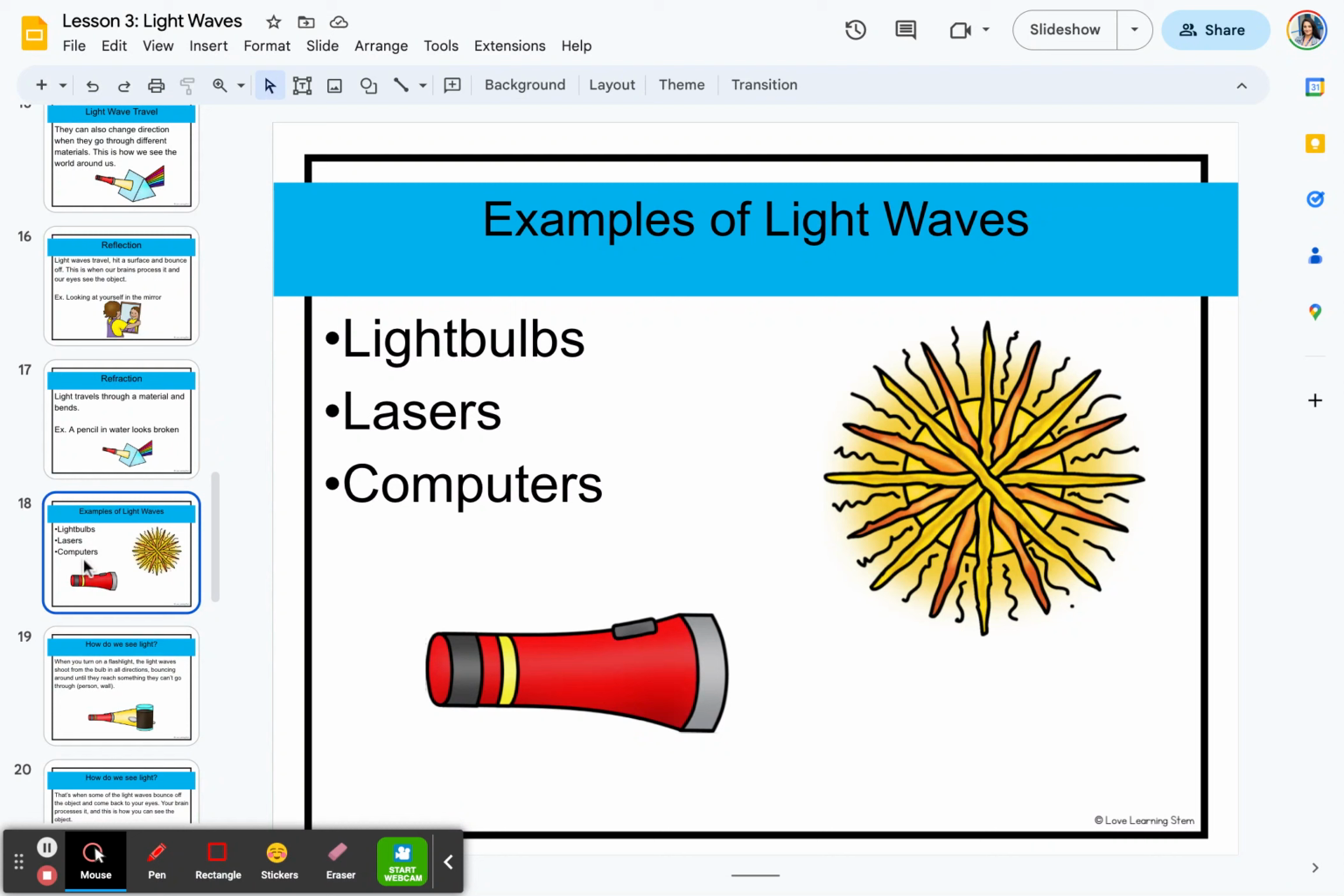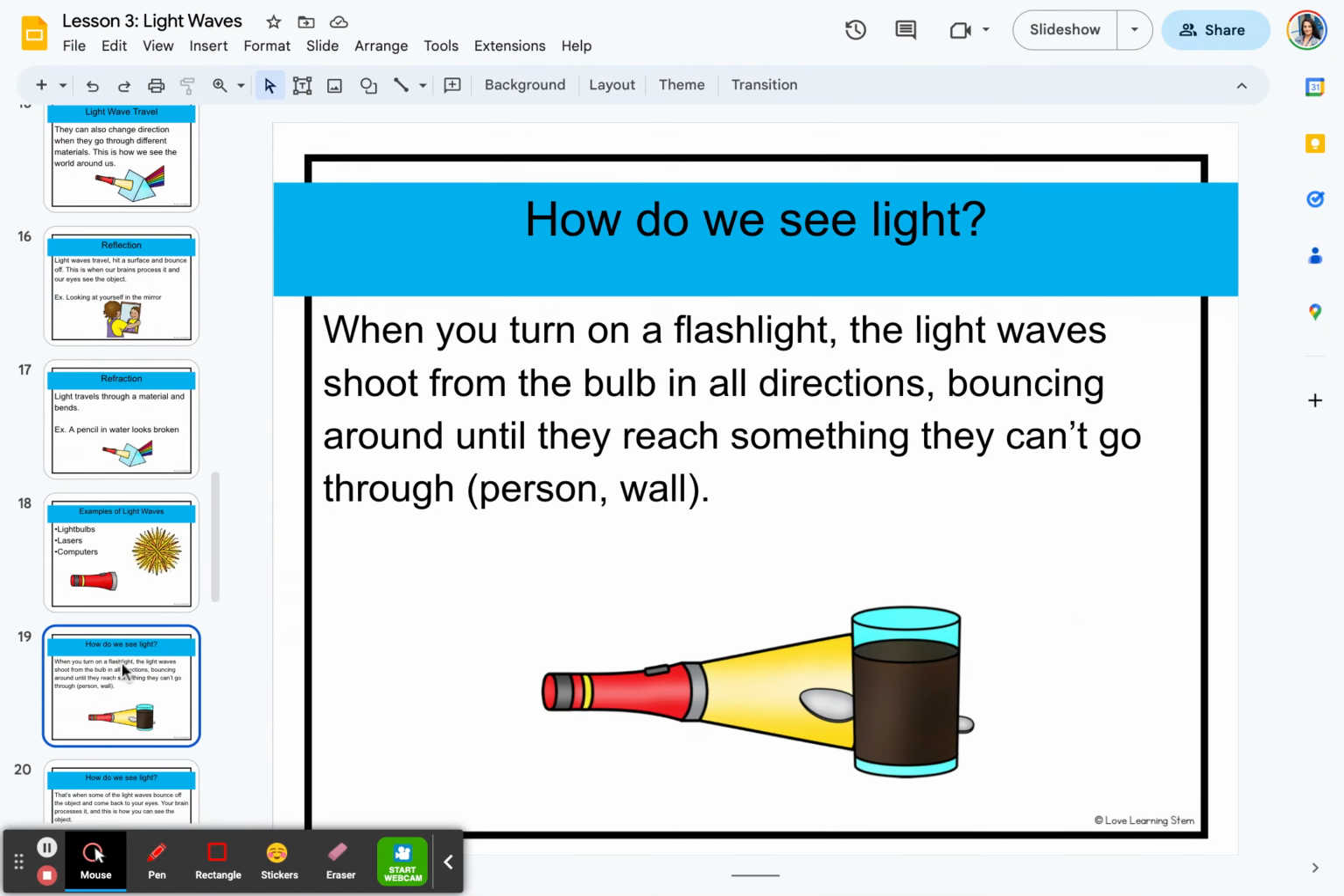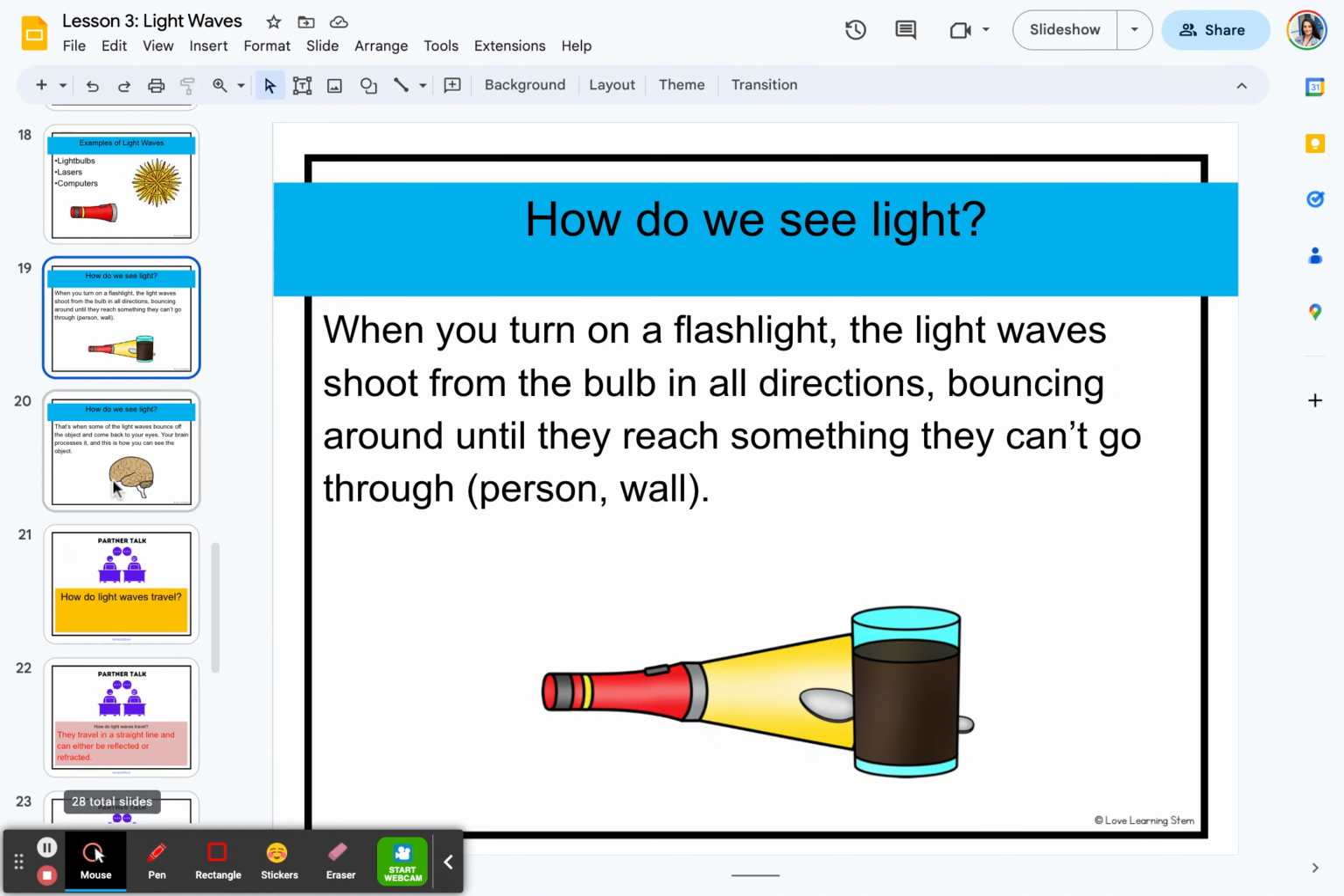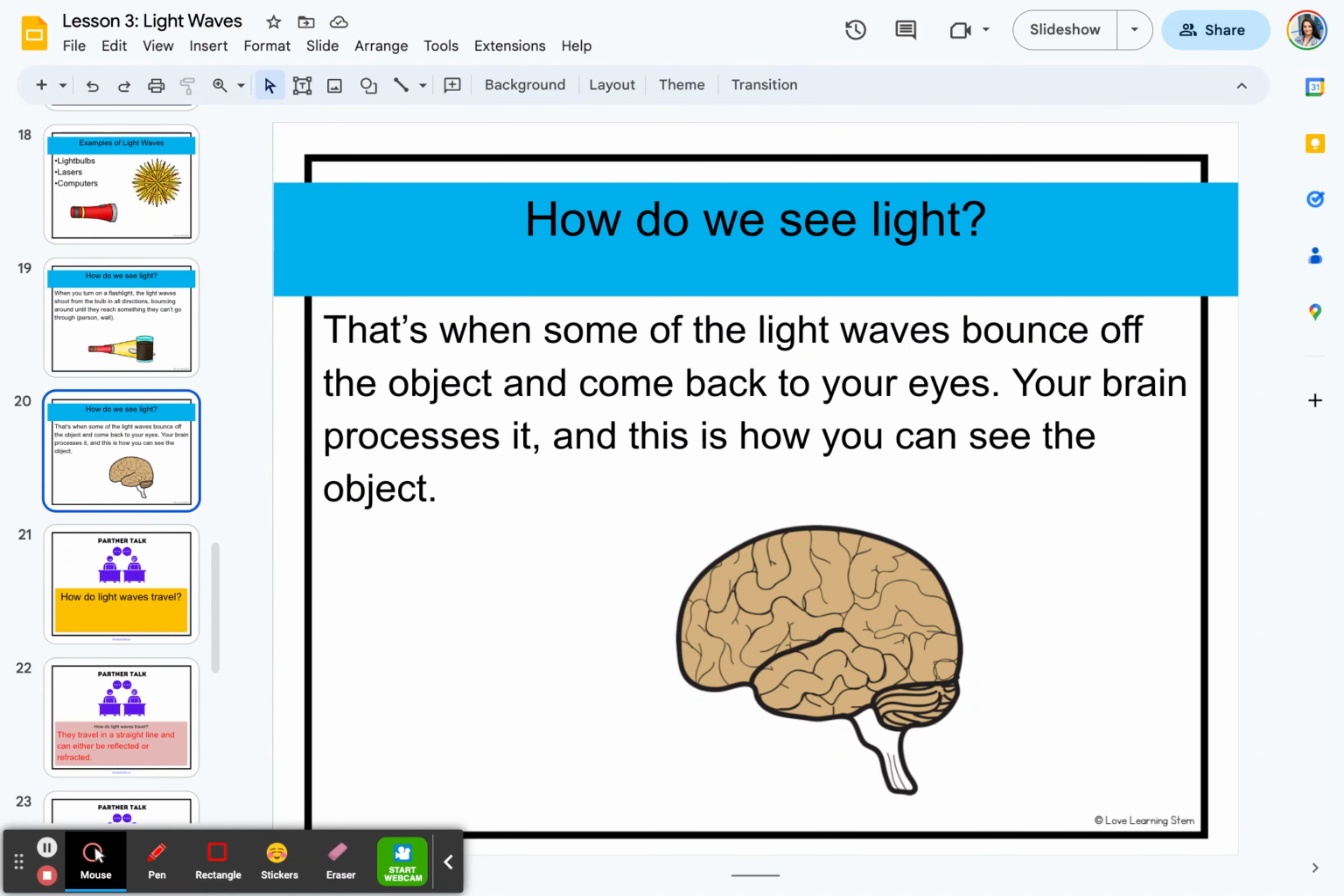What are some examples of light waves? You see light bulbs, lasers, and computers. And how exactly do you see light? Well, when you turn on a flashlight, the light wave shoots from the bulb in all directions and it bounces around until it reaches something it can't go through, like a person or a wall. And in this case, it's going to be an opaque glass with dark liquid. A very important thing that you should know is that when a light shines, bounces off, and comes back to our eyes, our brains are actually processing it so that we can see the object.